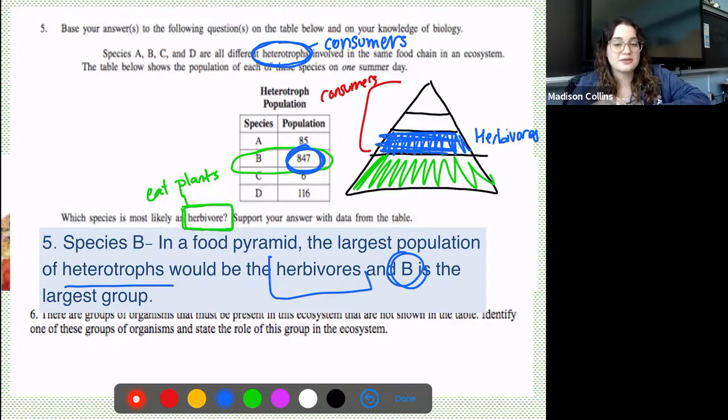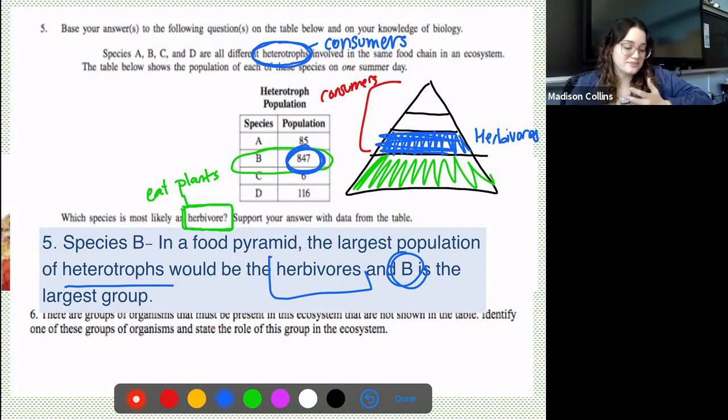All right, and number 6, there are groups of organisms that must be present in this ecosystem that are not shown in the table. Identify one of these groups of organisms and state the role of this group in the ecosystem. So here we're only looking at heterotrophs, but there are other types of organisms in our ecosystem. What are they? There are a few different options here.